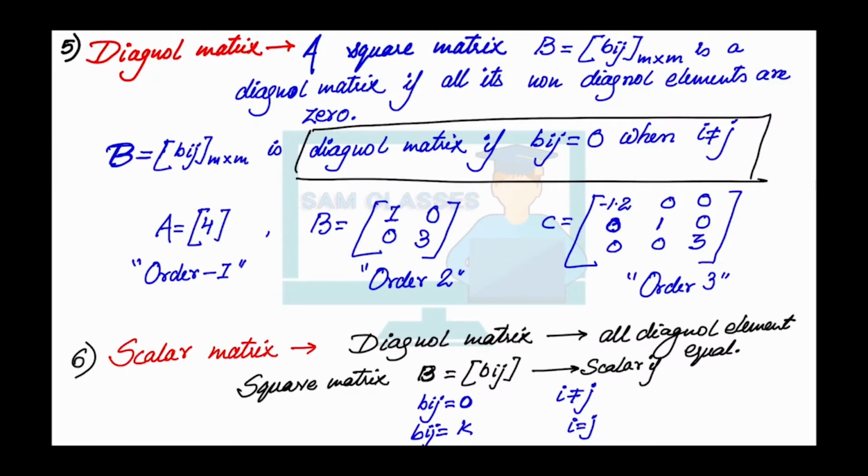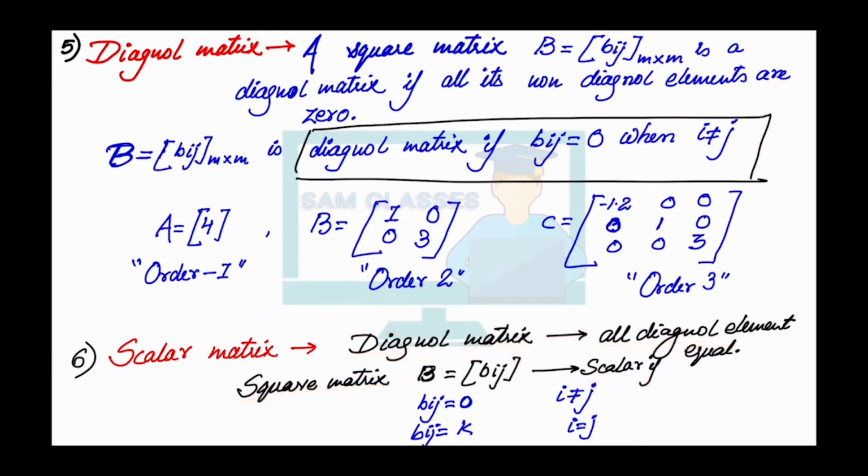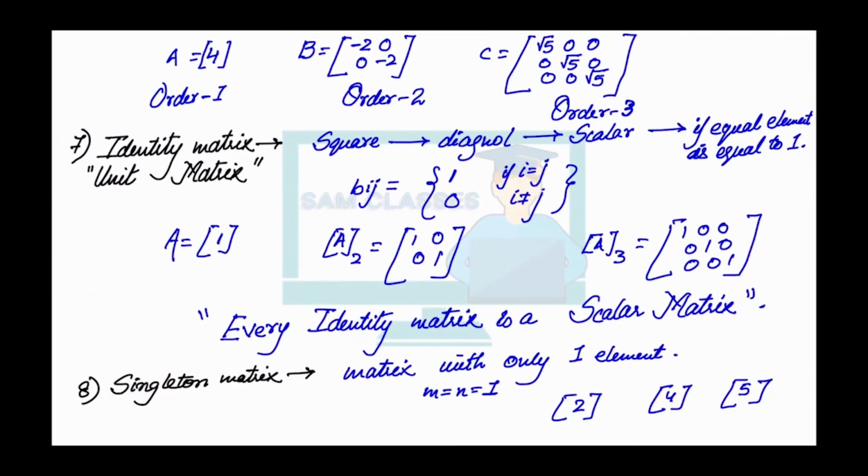Now, coming to the scalar matrix. Again, it has to be first a diagonal matrix, and a diagonal matrix means it has to be a square matrix. From there, if all the diagonal elements of that square matrix are equal to some scalar value, let's say k, then it is a scalar matrix. So the condition is a diagonal matrix where you just make the diagonal elements the same, like 3, 3 and 3. Either -2 or whatever element you take, the diagonal elements have to be the same. Rest all elements will vanish, they will be 0. That is a scalar matrix.